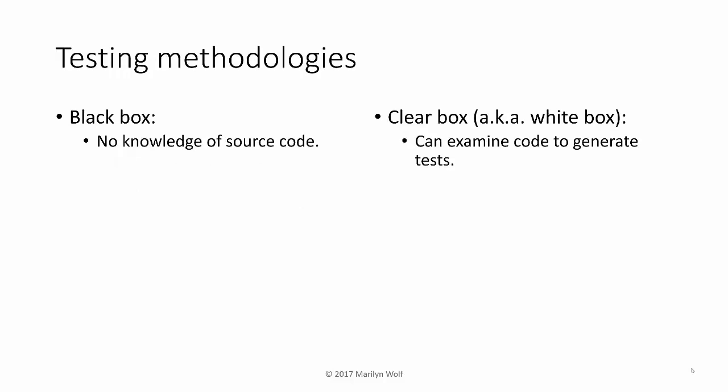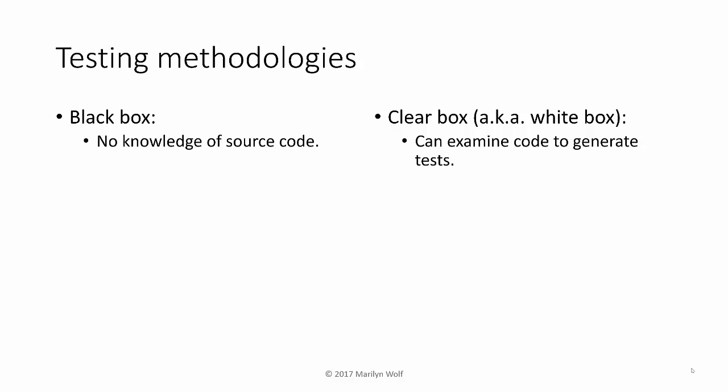Software testing has developed two different methodologies for creating tests. The black box test does not have any knowledge of the source code. You may have a specification of what it's supposed to do, but you can't examine the source code itself that you're testing. Clear box testing, which used to be called white box testing, can generate tests based on examining the code itself. Now you may ask yourself, what sense does it make to look at the code and generate tests? Aren't you going to bake in the errors? Well, not necessarily.